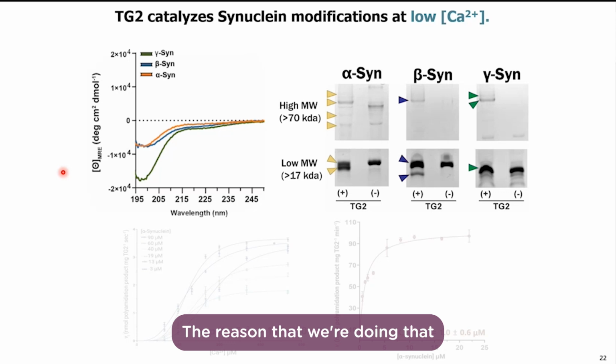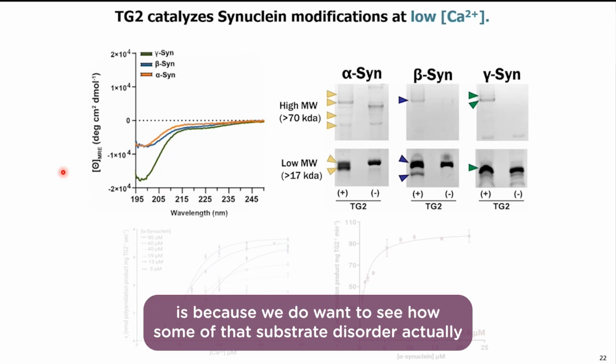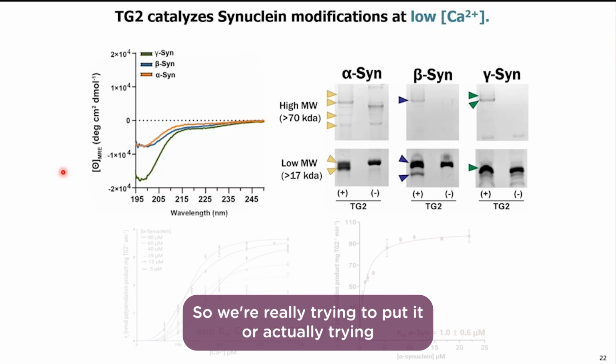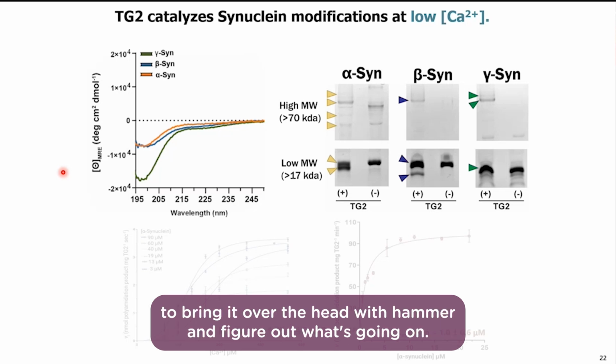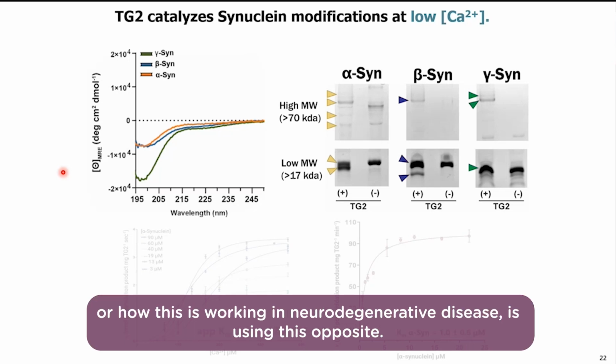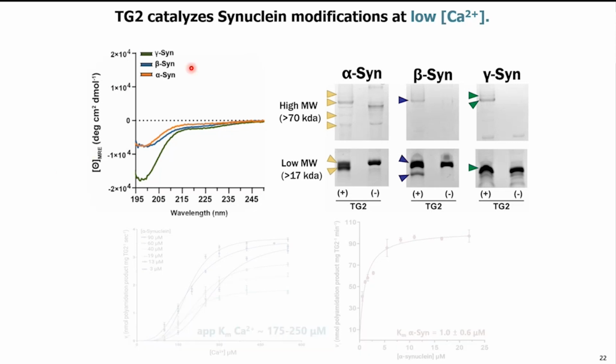The reason that we're doing that is because we want to see how some of that substrate disorder affects catalysis and some of the movement with TG2. So we're really trying to poke it, bang it. Actually, we're trying to bang it over the head with a hammer and figure out what's going on. But really, for us, the big one when we're looking at any sort of drug design or how this is working in neurodegenerative disease is using this alpha-syn.